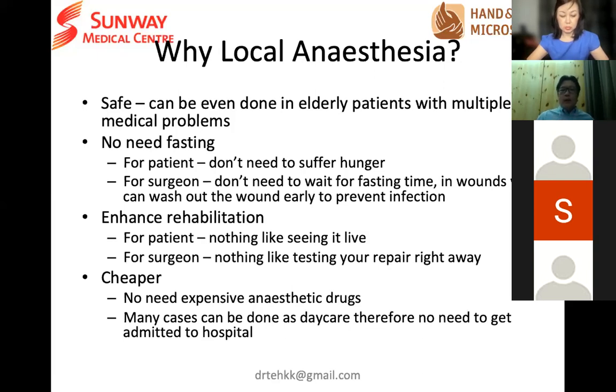They don't know. When they wake up, it's all pain and the hand is more swollen than before. So they will be questioning, did you actually repair my tendon? Why is it so painful? But in the theater, if you do this under local anesthesia, there's no pain.